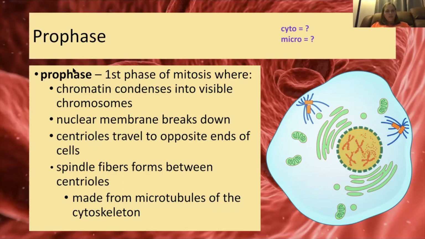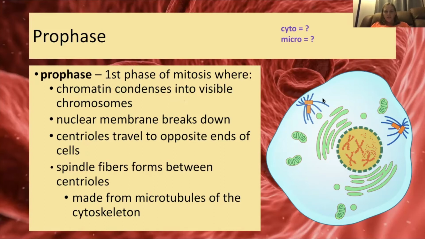So prophase, first thing that's going to happen, that uncoiled DNA as chromatin is going to condense into visible chromosomes. And we often see those represented as X's for sister chromatids. Now we do have to separate the material that's in this nucleus. So the nucleus is going to break down. It's the second thing that's going to happen here.